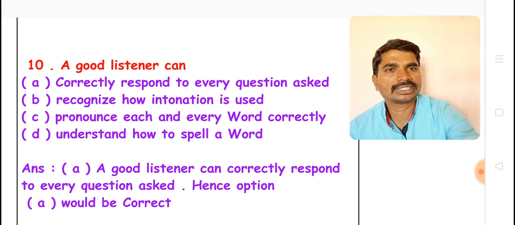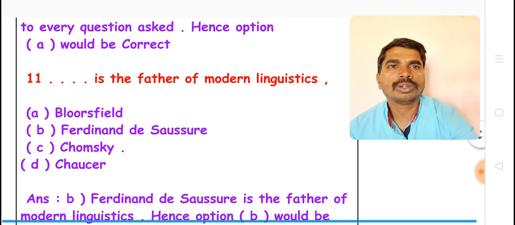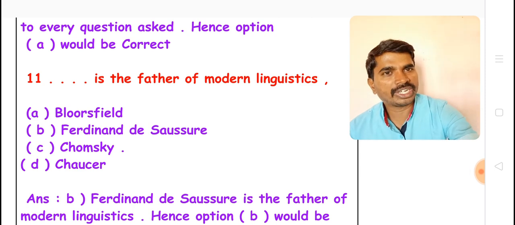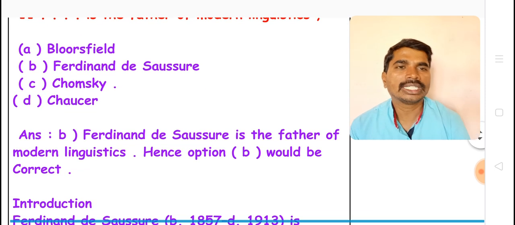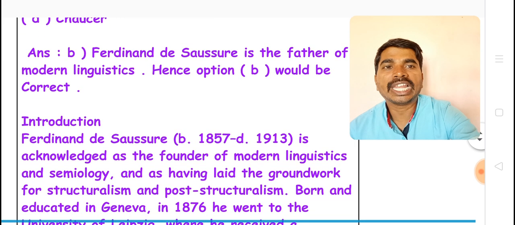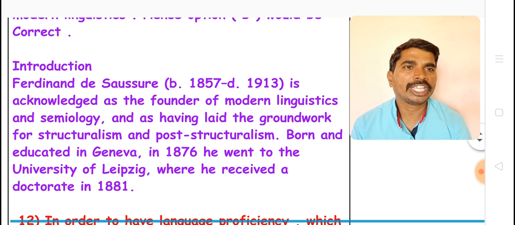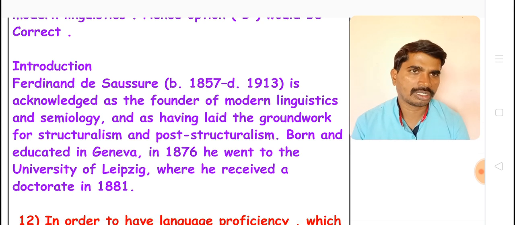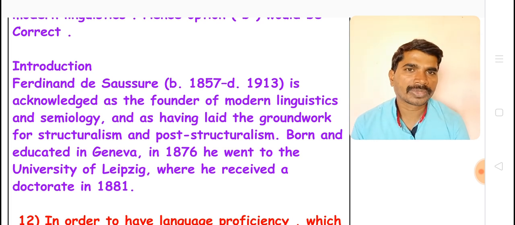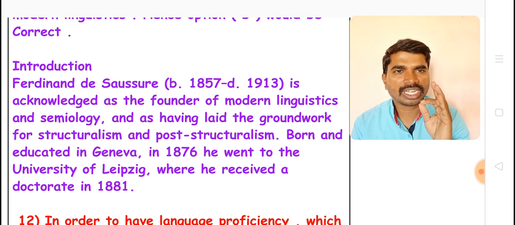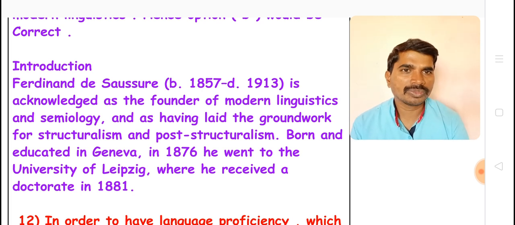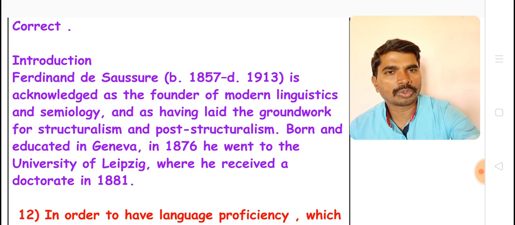So option A is the right answer. Who is the father of modern linguistics? Here, option B, Ferdinand de Saussure, is the person known as the father of modern linguistics. He helped to lay the groundwork for linguistics and semiology, and is a very important pioneer of structuralism and post-structuralism. He is from Geneva, you have to remember that.